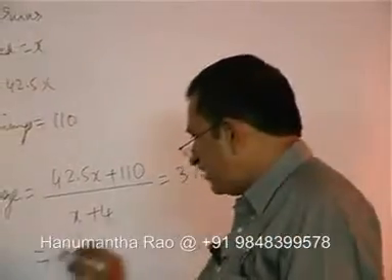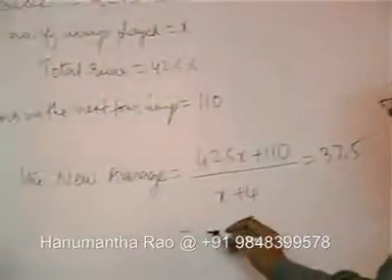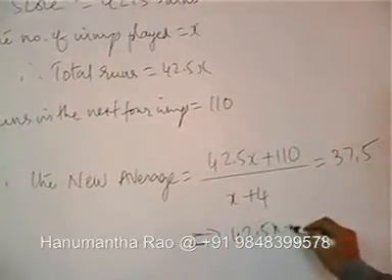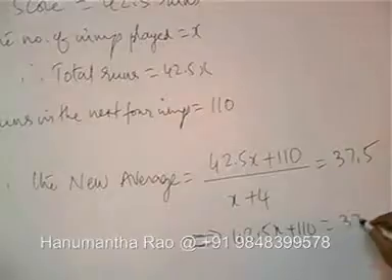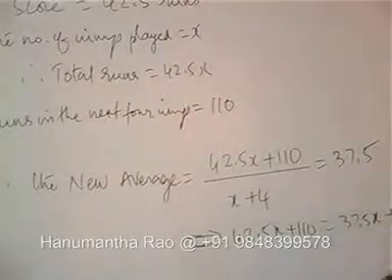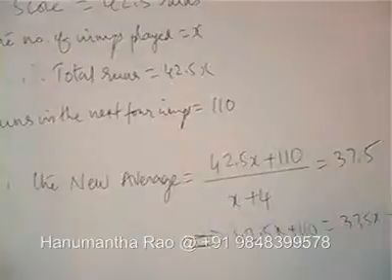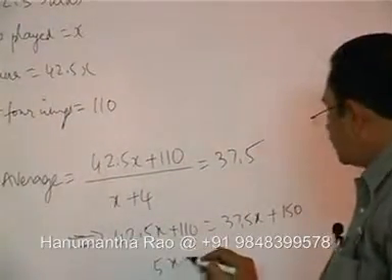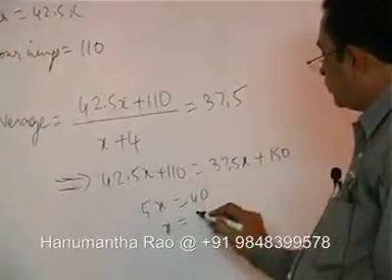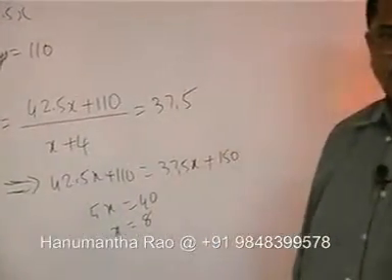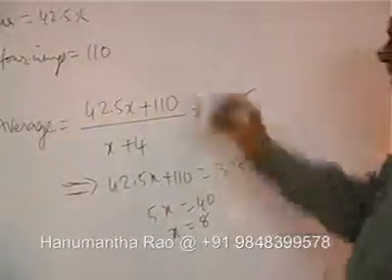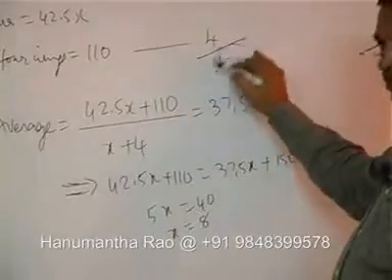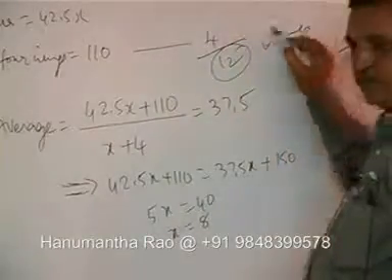So solving this, 42.5x plus 110 is equal to 37.5x plus 150, is it not? Comes this side, 5x is equal to 40, x is equal to 8. How many innings in all did he play? This is 8 plus 4 innings he played. Totally 12 innings he played.